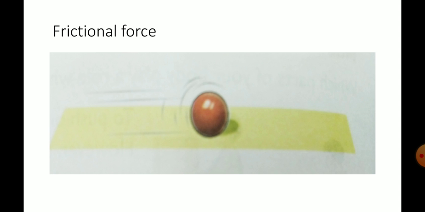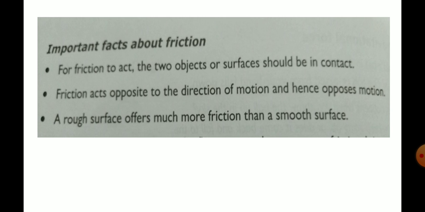So what happens after some time? We will observe that the ball rolls for a certain distance and then comes to a stop. So this force slows down the ball and gradually brings it to a stop. The opposing force that results when two surfaces in contact try to move past each other is called friction. The force that opposes motion between bodies in contact, that we call friction.